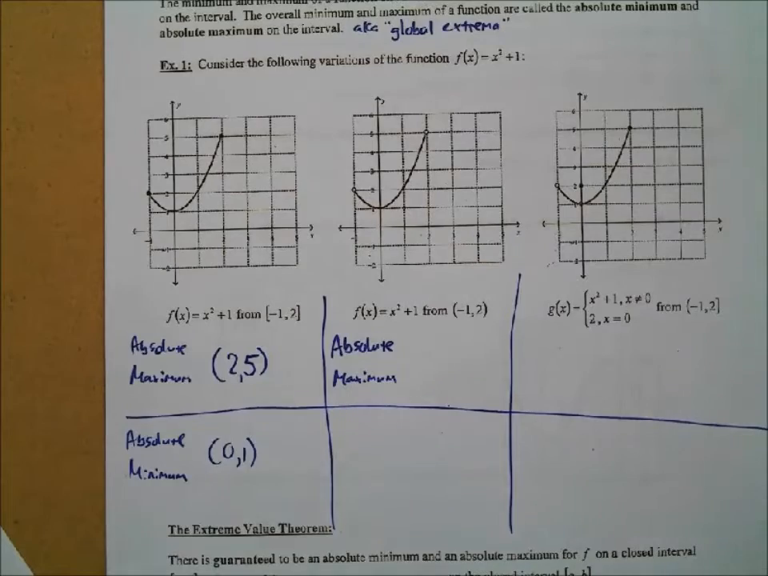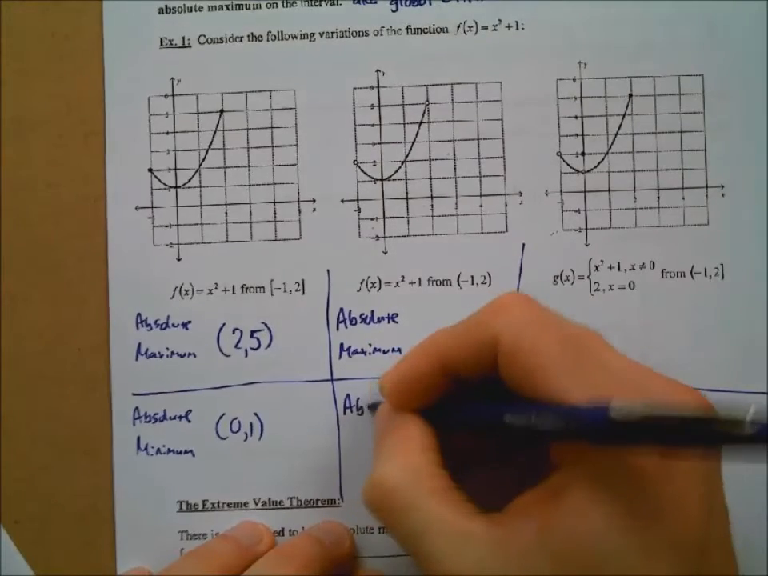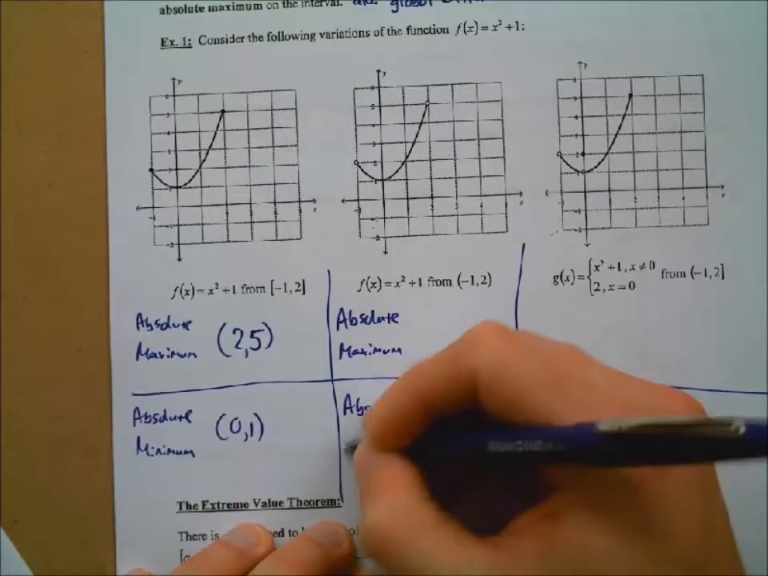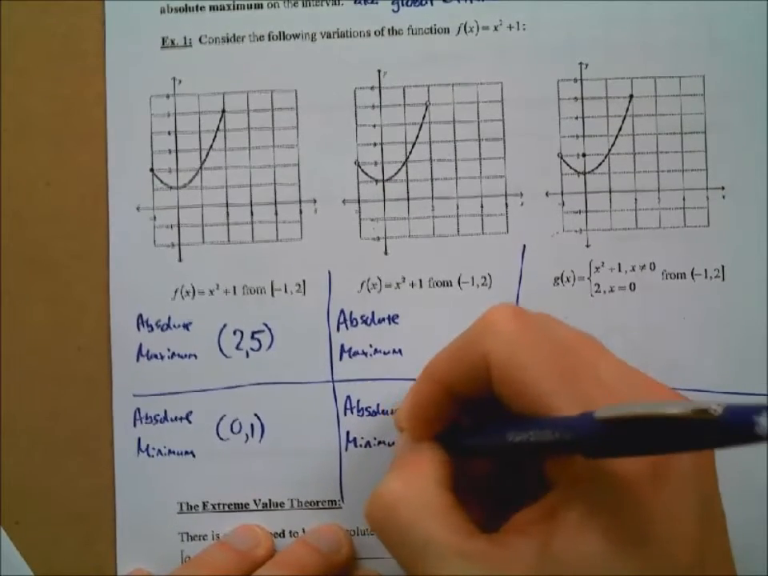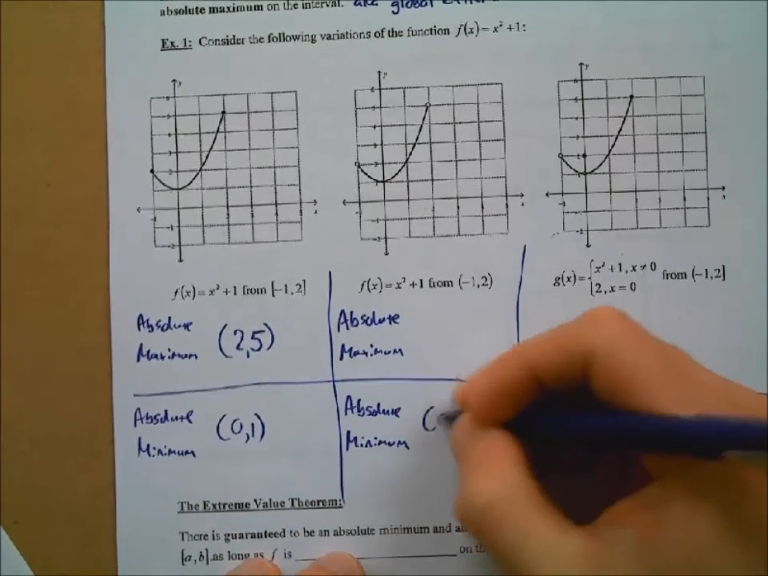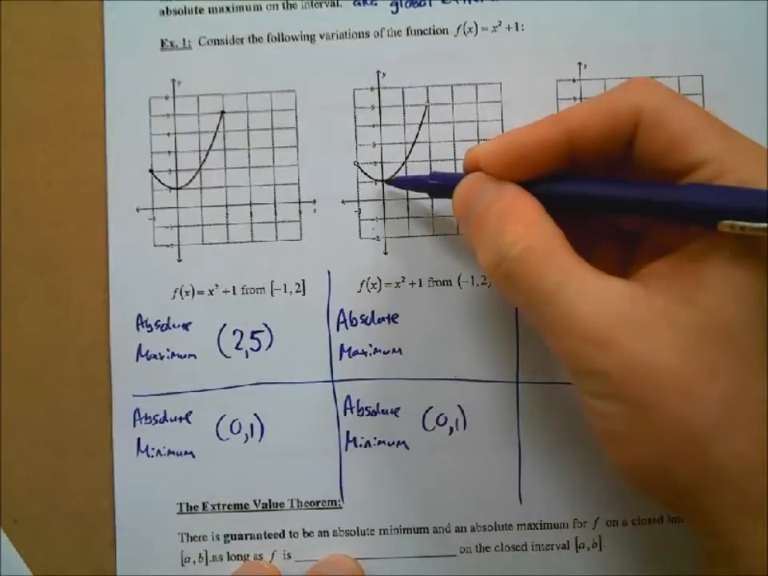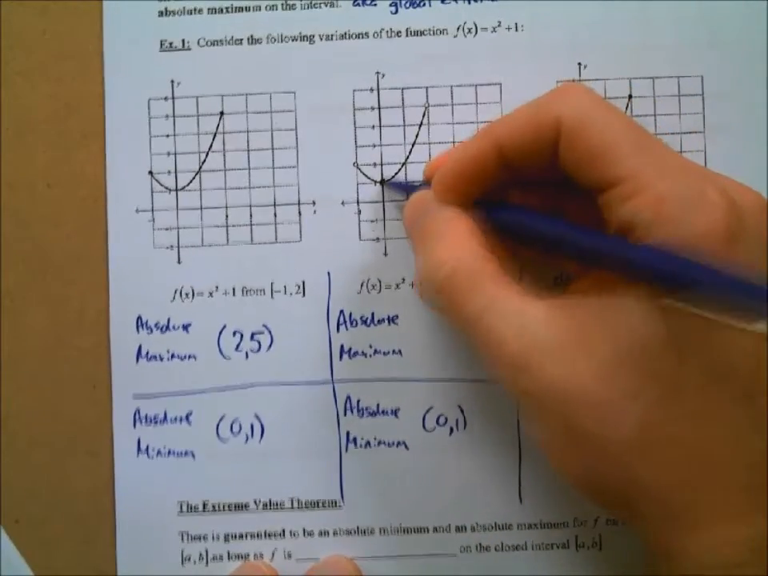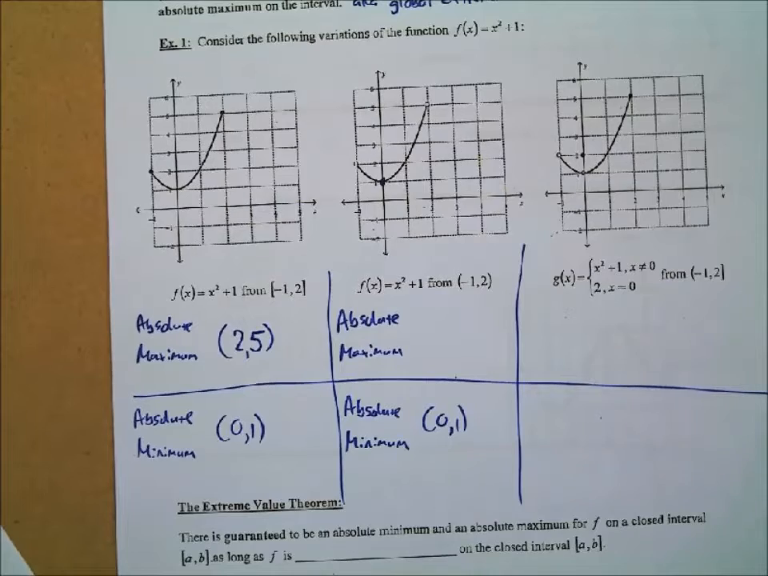Let me go to the easier one. What's the absolute minimum of this particular graph? Still 0, 1, right? That is still the lowest point right there. What is the absolute maximum of this graph, though?